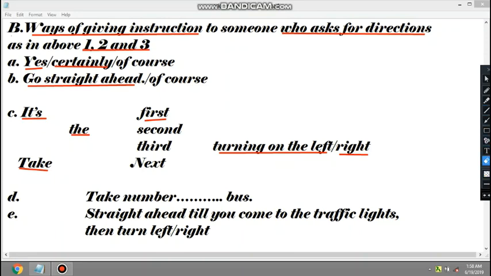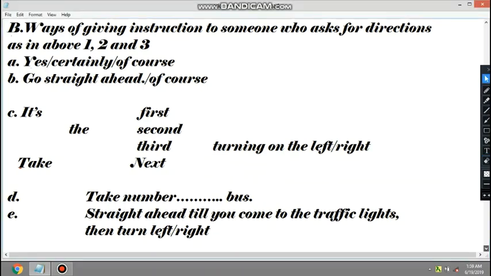And there are also other ways, other mechanisms, to answer the question of direction. Let's see the other possible answers for the following. Let's see the other mechanisms a little bit quickly because it's short.